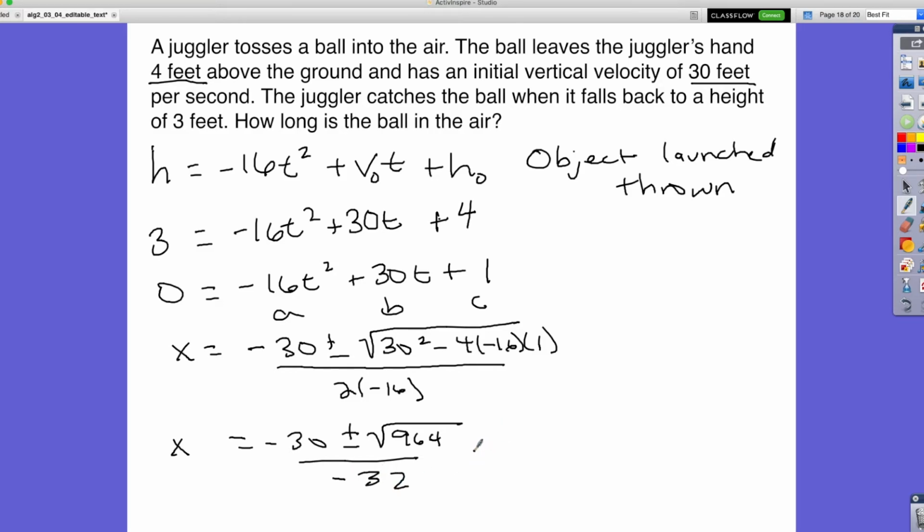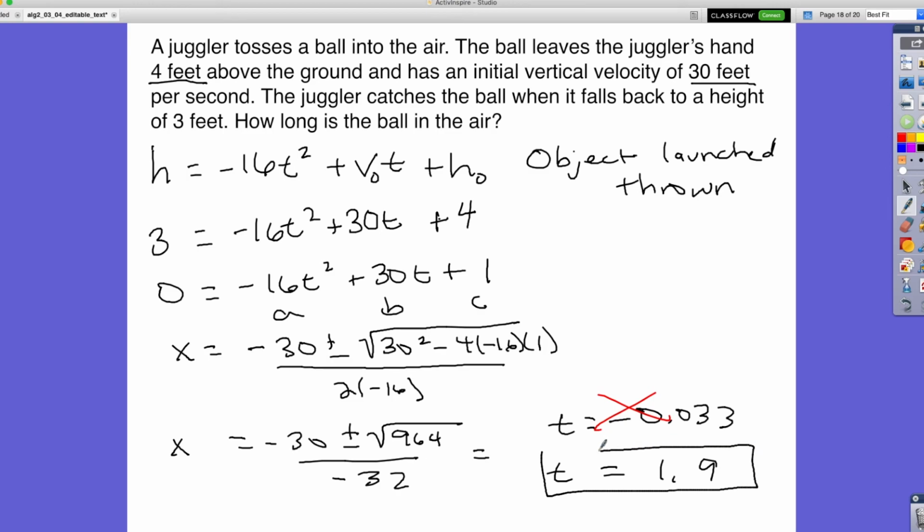And when you use a calculator, you will find out that the roots are negative 0.033, or the second root is going to be 1.9. And since, remember, I said that time cannot be negative, we're not going to use that. The answer is 1.9 seconds. This question is on your quiz, so make sure that you understand it.